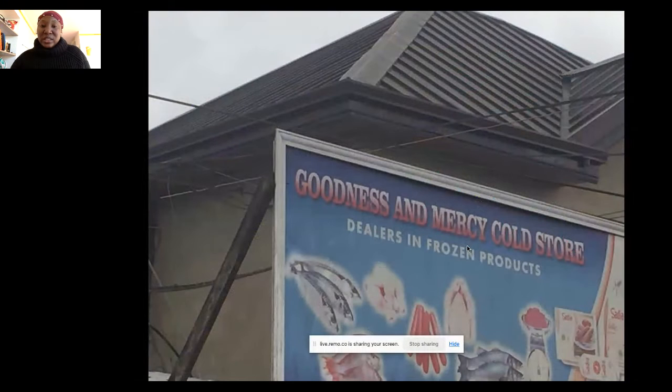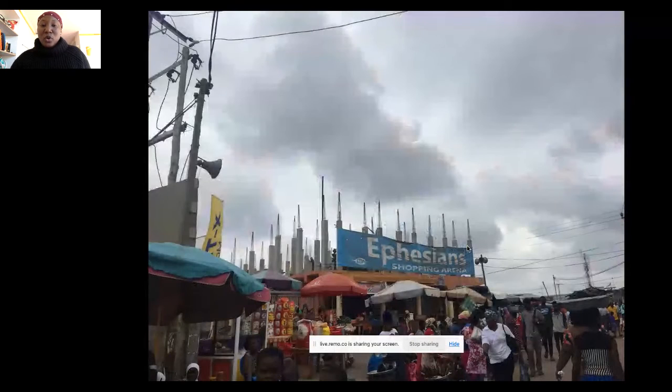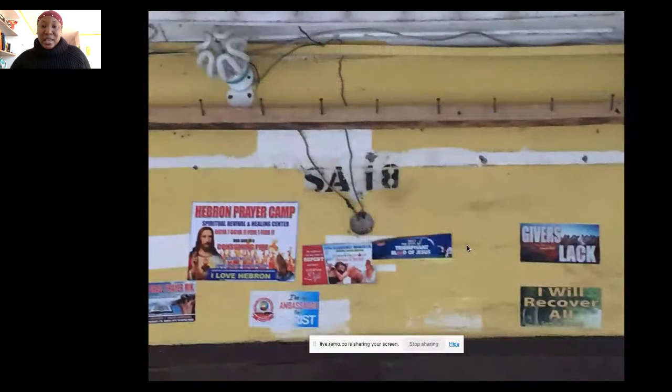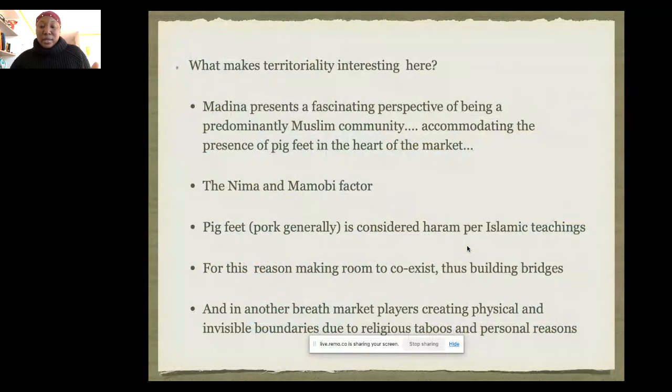So many interesting names for people's shops. Of course, God at the center, religion at the center of it. Efficient shopping arena, Psalm 23 breakfast joint, Hebron prayer camps, and so many other things depicting the religious state of Madina.